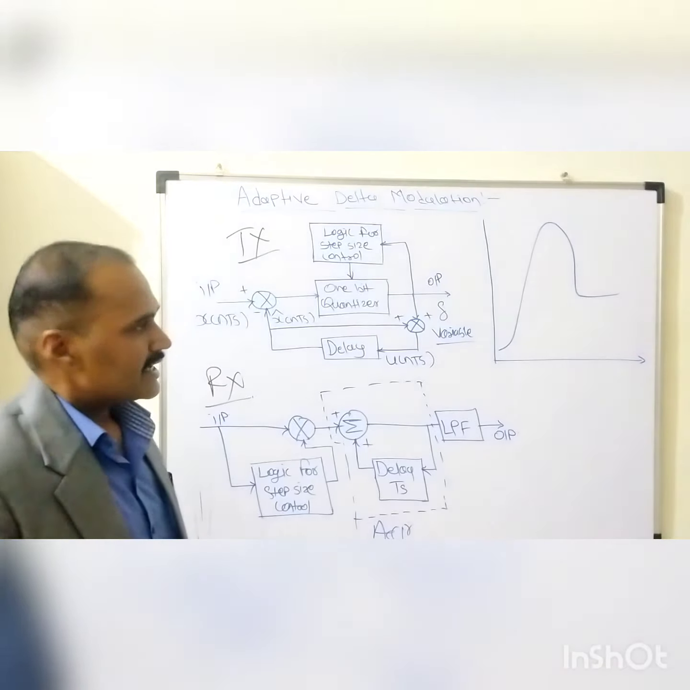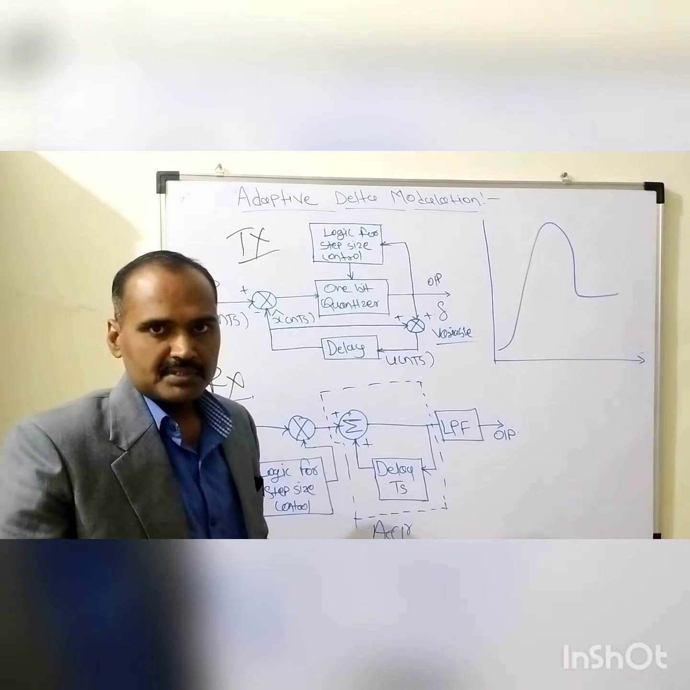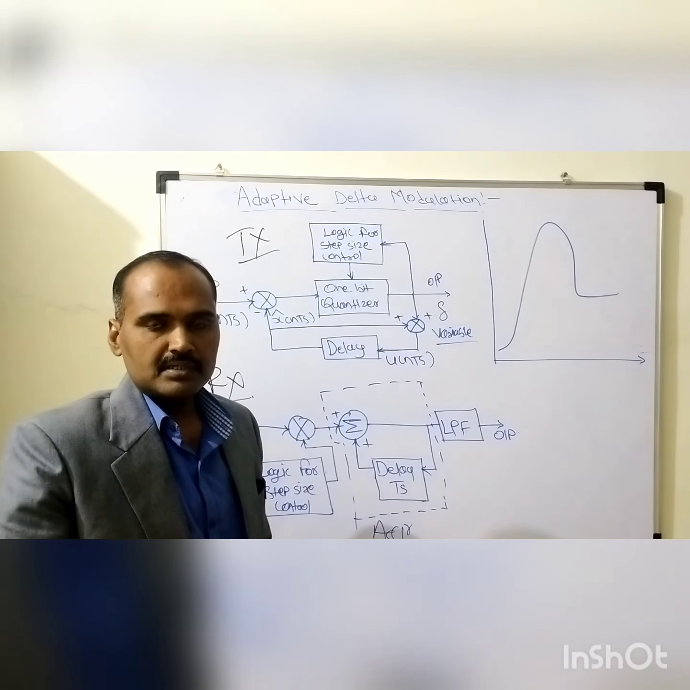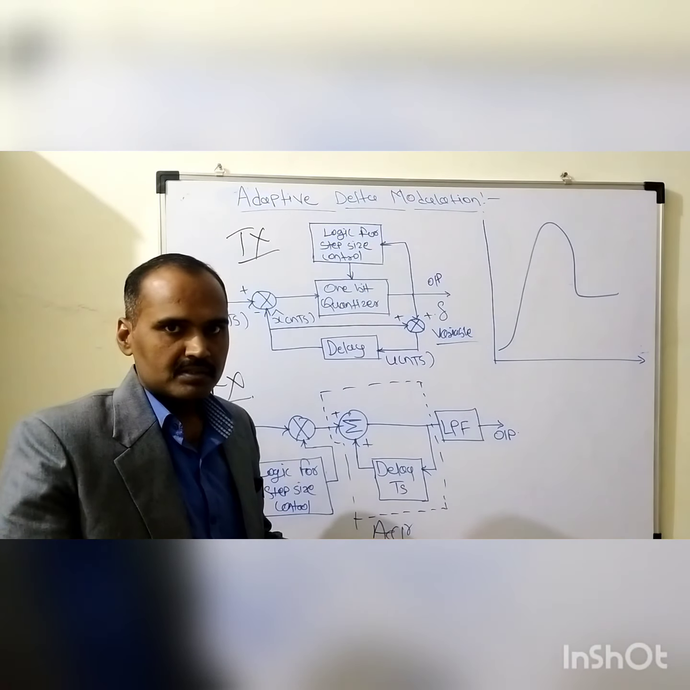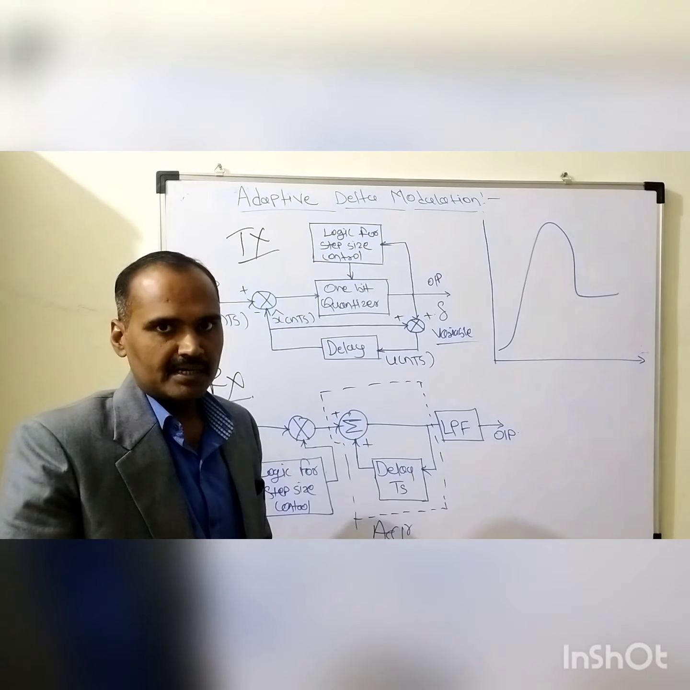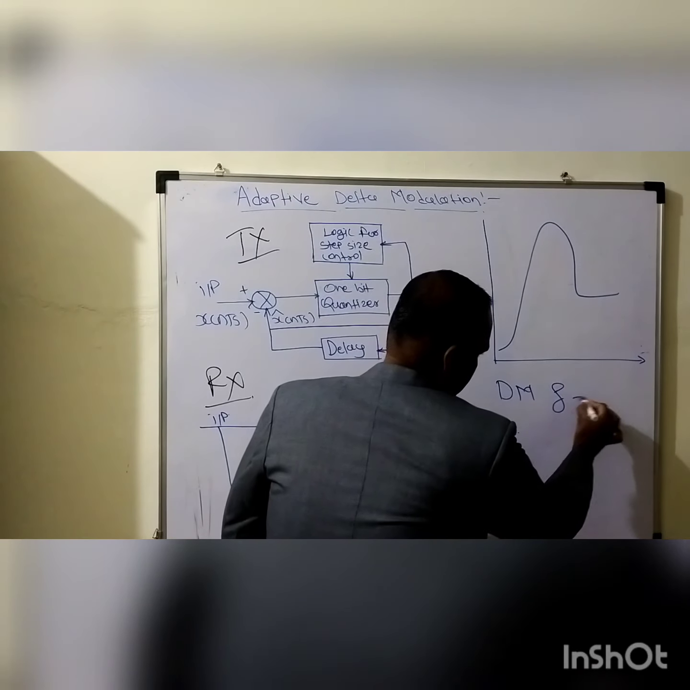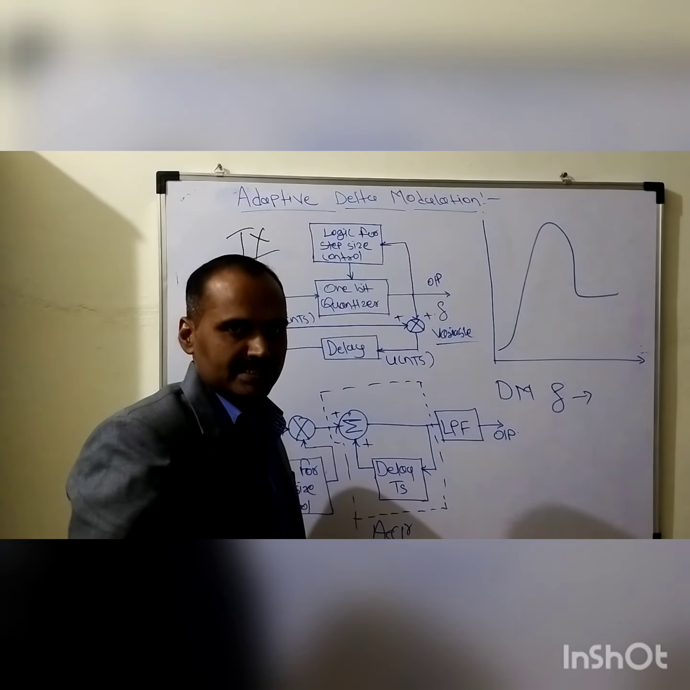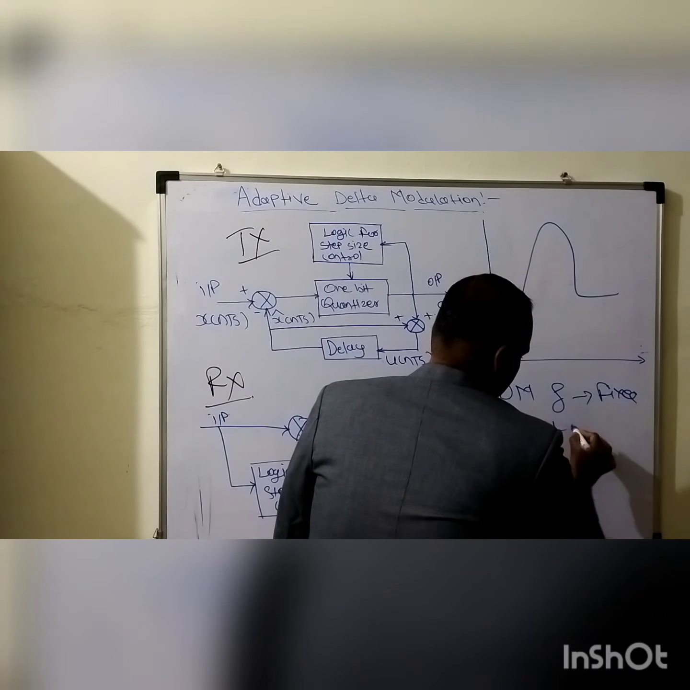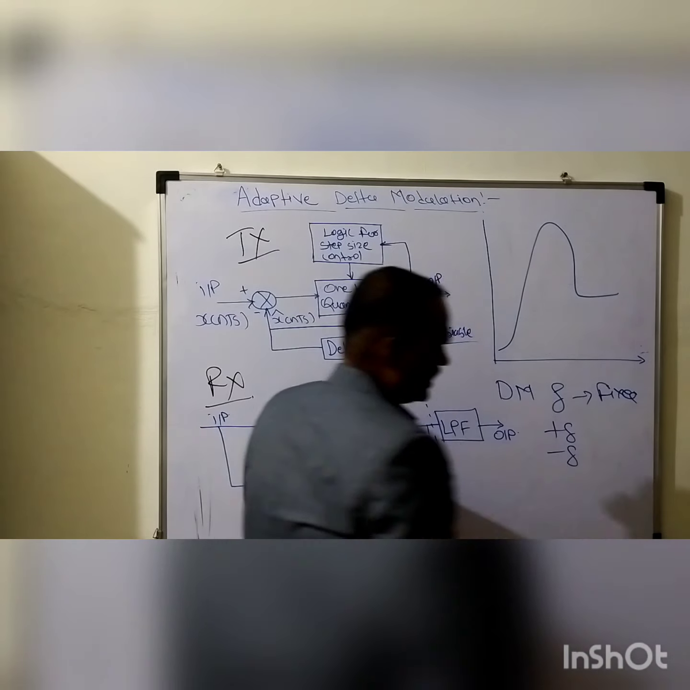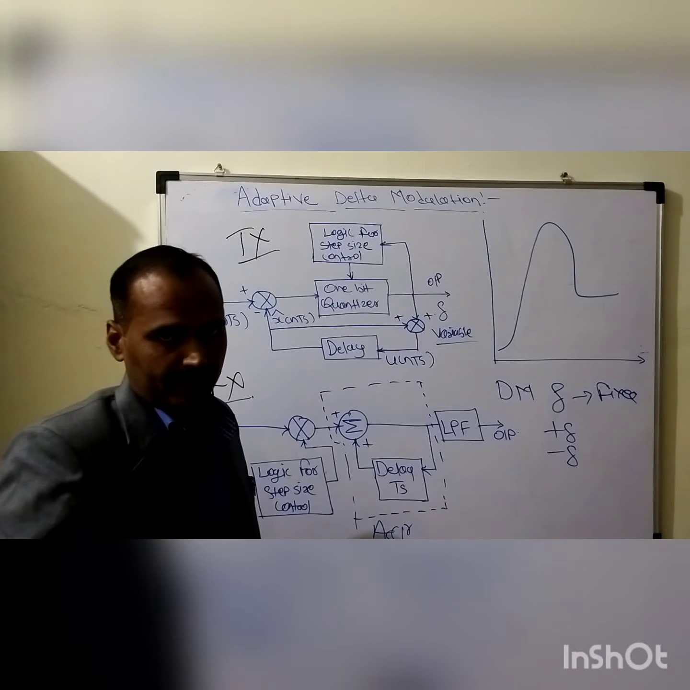Let us go through the reason why we are going for adaptive delta modulation. In delta modulation, the continuous time signal is mapped with a step signal, and each time the step size is either incremented or decremented. This step size is denoted by the abbreviation delta. The step size is fixed. Either it is incremented by plus delta or decremented by minus delta. It depends upon the output of the comparator, right?